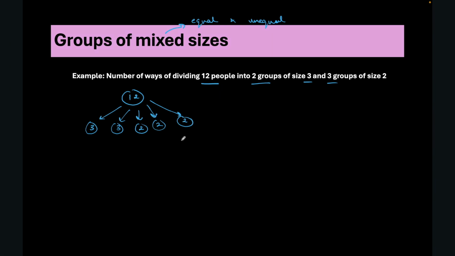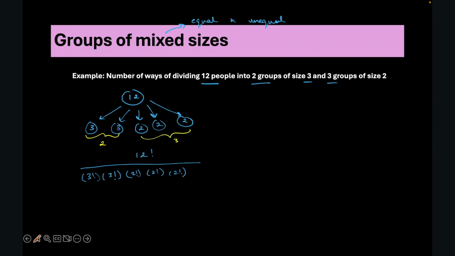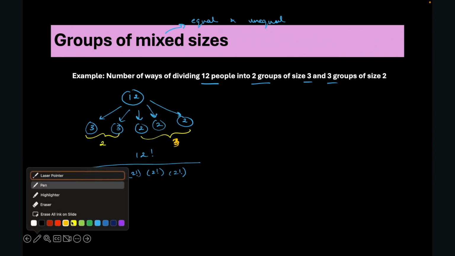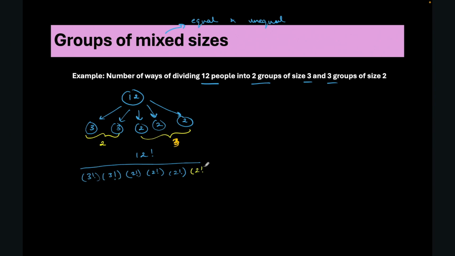If we're going to solve this the shortcut way, it's going to be super simple. I'm going to have 12 factorial, and then I'm going to have 3 factorial, 3 factorial, and then the 2's, 2 factorial, 2 factorial, 2 factorial. But now I have repetitions. What's the repetitions? This is being repeated 2 times. This is being repeated 3 times. So let me change the color, I'm going to make it orange. I'm going to have 2 factorial, and I'm going to have 3 factorial.